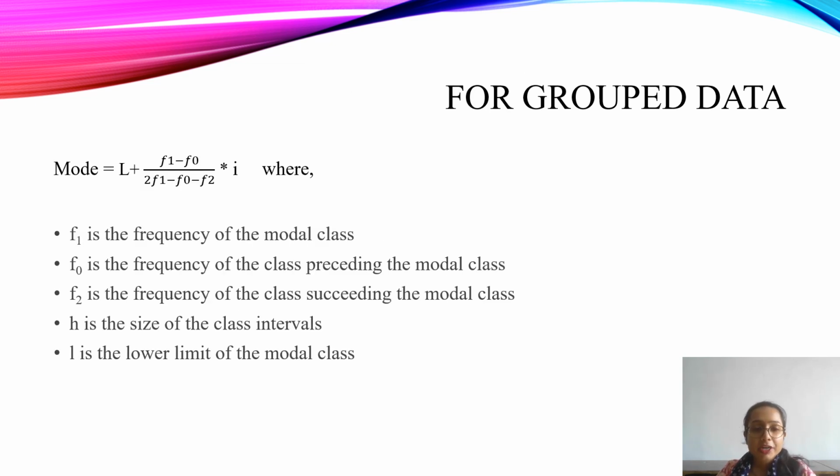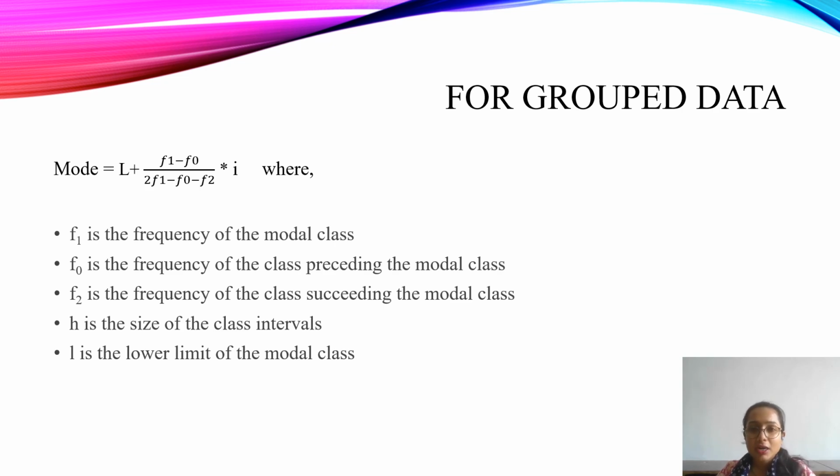Now for the grouped data, again there's a formula just like median, that is L plus (F1 minus F naught) divided by (2 F1 minus F naught minus F2), and the whole multiplied by H. F1 is the frequency of the modal class. F naught is the frequency of the class preceding the modal class. F2 is the frequency of the class succeeding the modal class. H is the size of the class interval, or I can say the difference between class intervals. And L is the lower limit of the modal class.